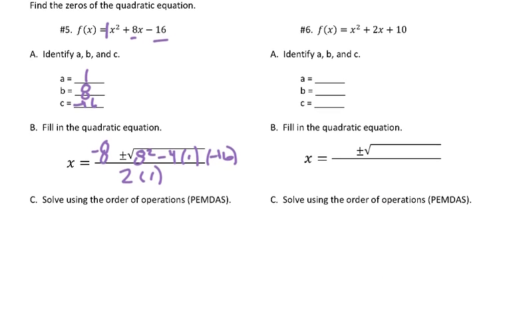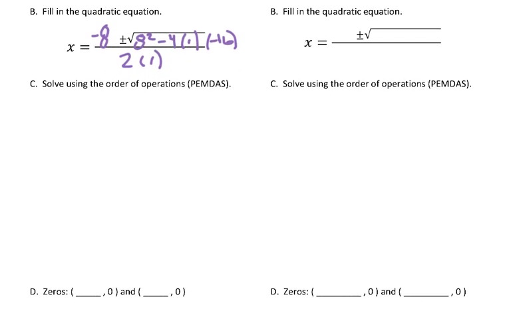From there, we go ahead and solve using the order of operations. And so the order of operations says that you need to do parentheses or things inside first. So we're actually going to do this piece inside, which is called the discriminant. So we're going to figure that out first, and then we'll do the square root.